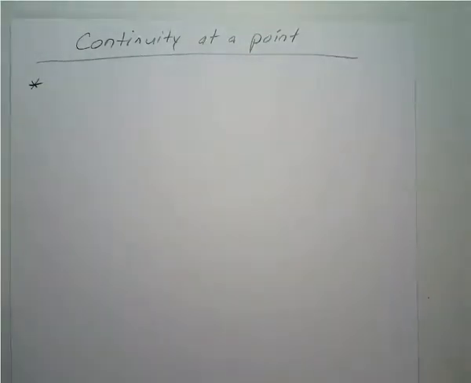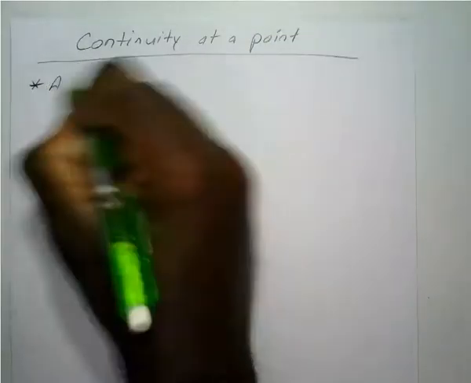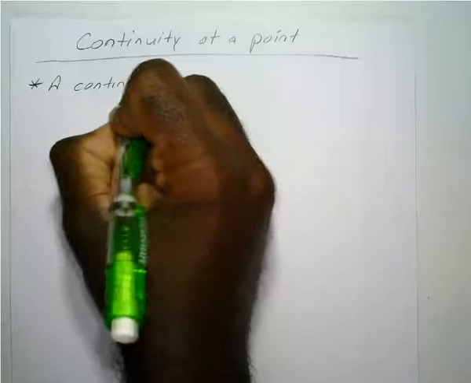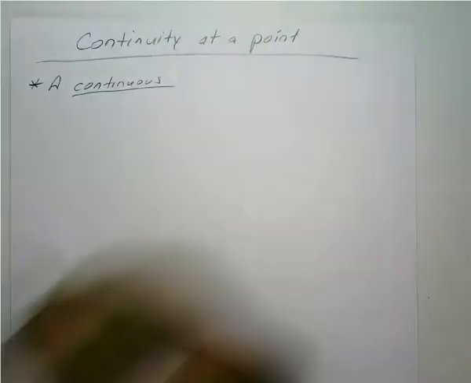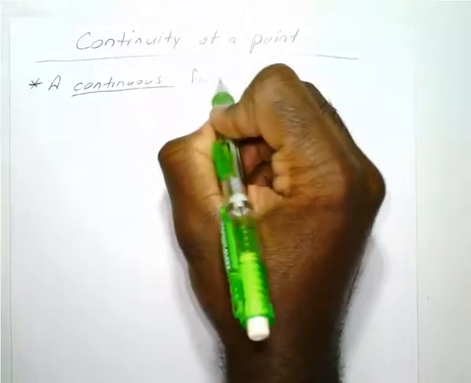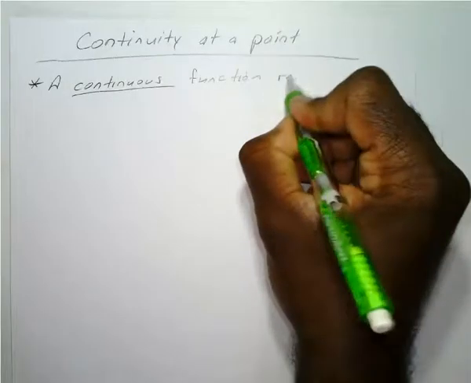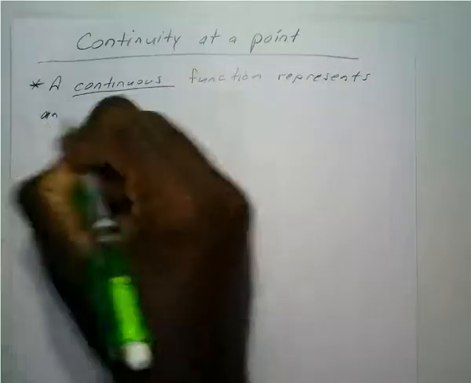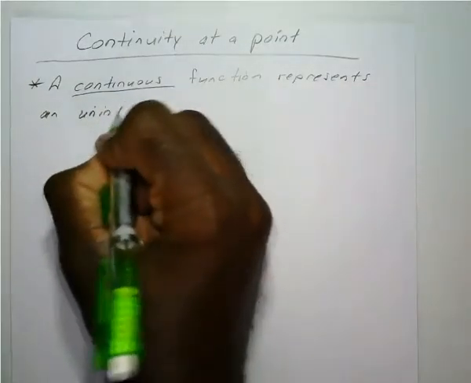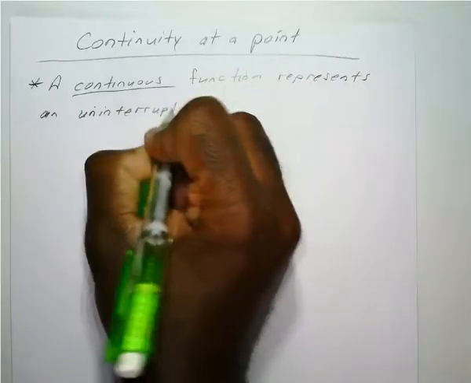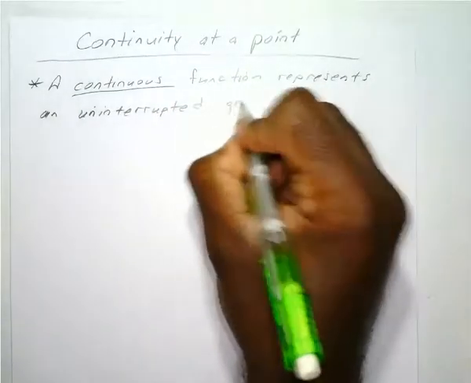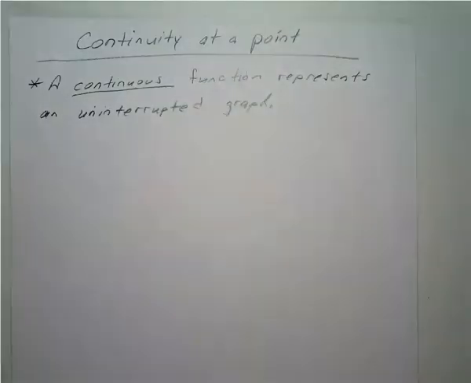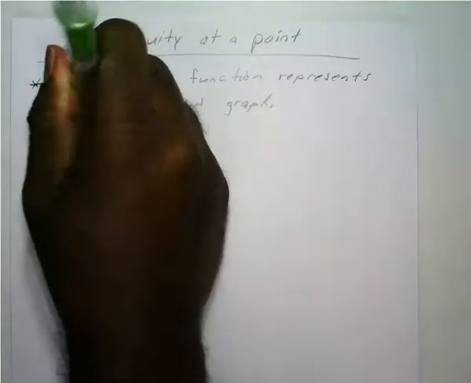a visual definition of what a continuous graph looks like. So a continuous function represents an uninterrupted graph. All right, there we go.